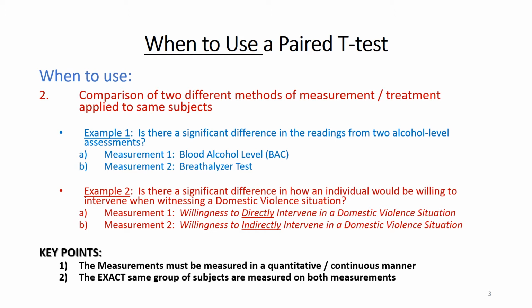So the key takeaways for this one is, once again, you'll notice here that we don't really identify an independent or dependent variable in this type of paired t-test. Rather, we just call them measurement 1 and measurement 2. But the key thing is that those measurements that we're going to compare still have to be measured at that quantitative level, that interval ratio level of measurement. And then number 2, as I've said several times, the exact same group of subjects are measured on both measurements. That is a key thing of the paired t-test. You have to have paired samples or paired groups.